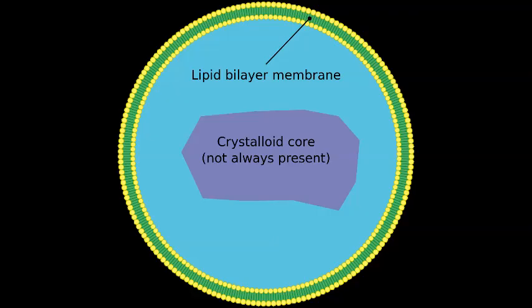A major function of the peroxisome is the breakdown of very long-chain fatty acids. In animal cells, the very long fatty acids are converted to medium-chain fatty acids, which are subsequently shuttled to mitochondria, where they are eventually broken down to carbon dioxide and water. They have a simple structure, a lipid bilayer membrane, and occasionally a crystalloid core.